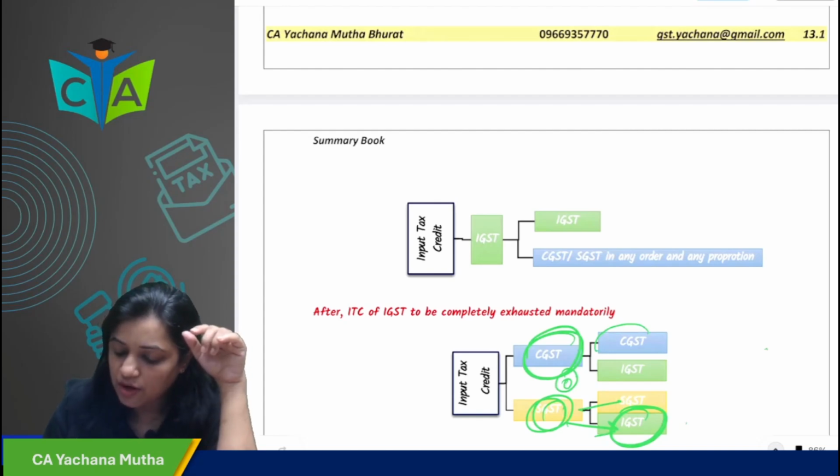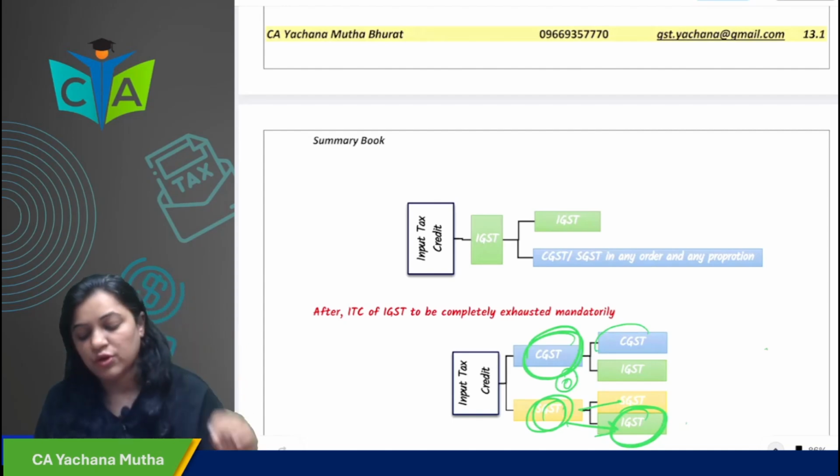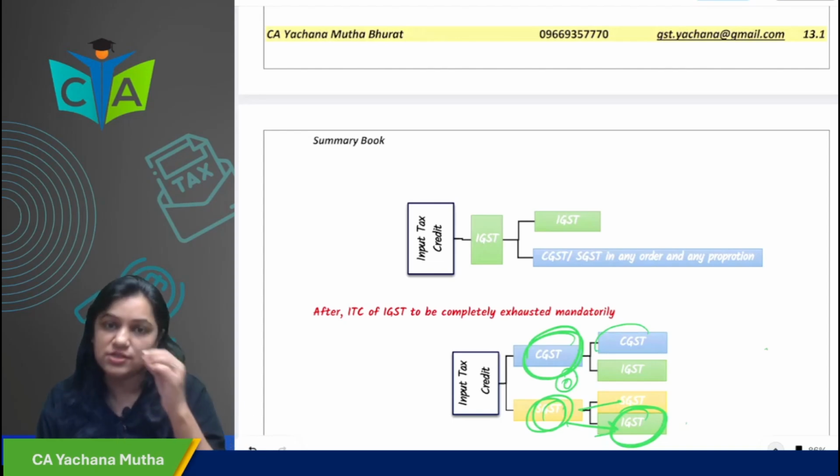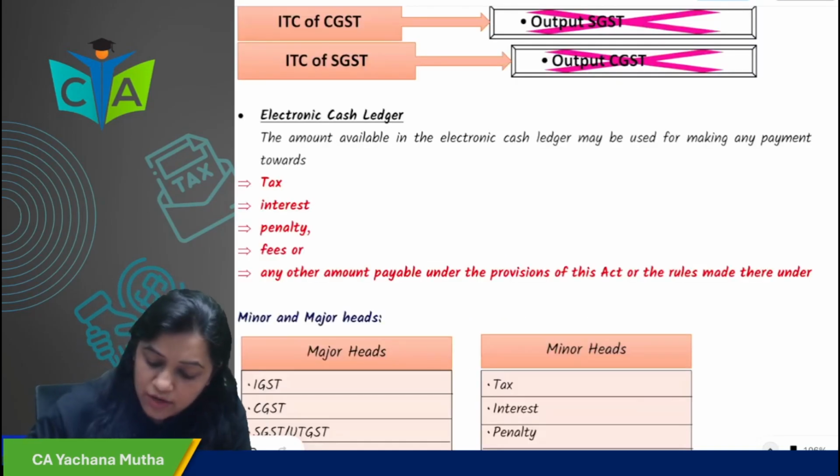And ITC on account of SGST should be used towards payment of IGST only after CGST has been used fully. So when CGST becomes 0, only then will you use SGST for IGST. Okay. Next is the electronic cash ledger.